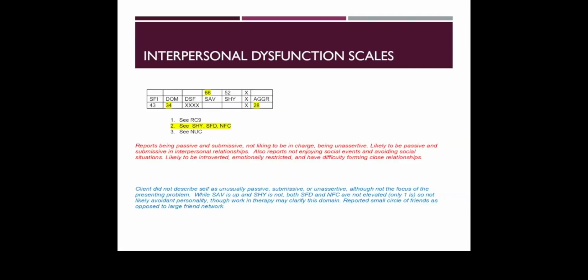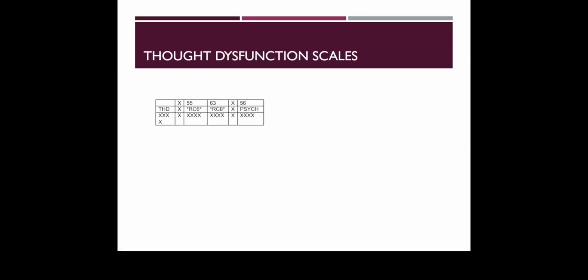And there are two scales that are in that direction, the DOM and the aggression. So social avoidance was up, shy was not. And again, the footnote says you should also look at self-doubt and ineffectiveness. Ineffectiveness was elevated, but not self-doubt. So the manual says when you put all those together, it's not likely an avoidant personality. And it's not likely social phobia because we're not seeing those other components that would go with that. They reported a small circle of friends as opposed to a large friend network, but they do have friends. So in this case, the socially avoidant one is not likely avoidant personality or social phobia. And we don't really have a good sense from our assessment of these passive and submissive components. Maybe it would be important to consider in treatment. And again, we don't have elevations on thought dysfunction.